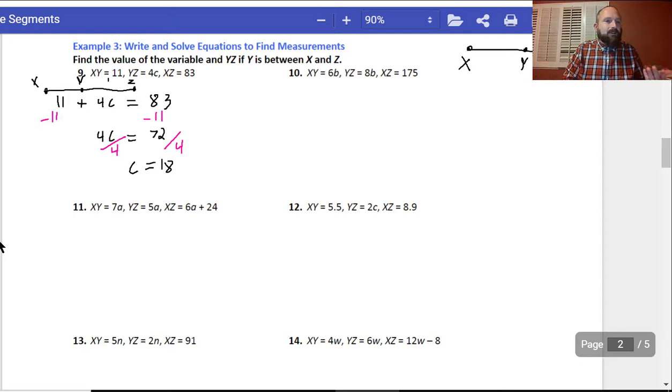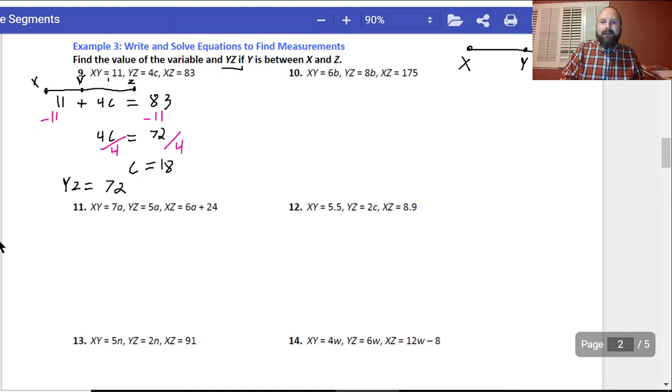Well, that's our variable, but it's asking, what is YZ? Well, what is 4 times 18? 72. So we put YZ is equal to 72. Let's go on. Let's try number 10.